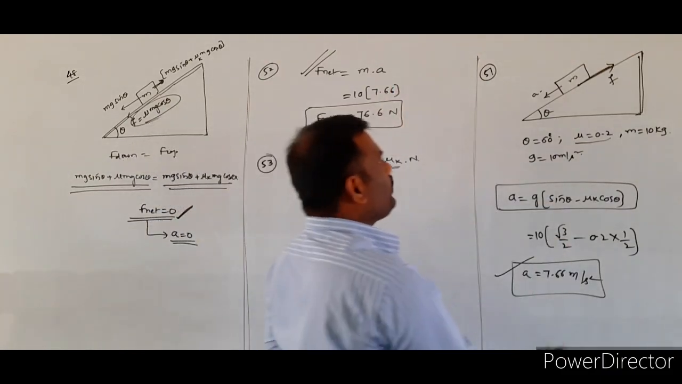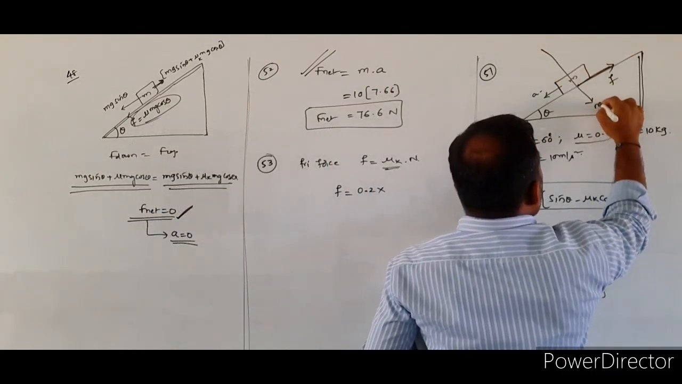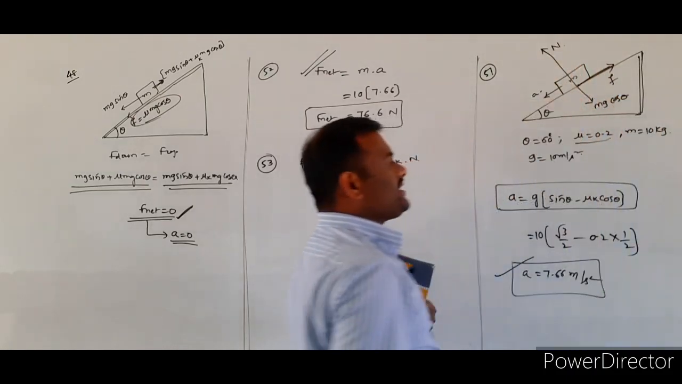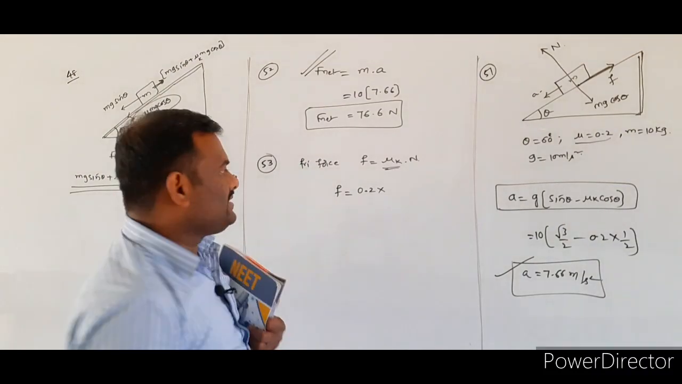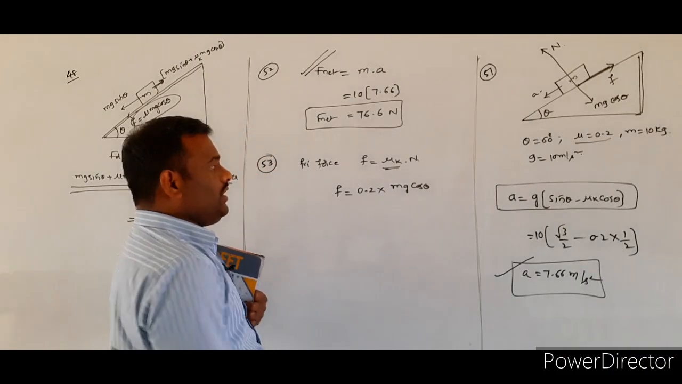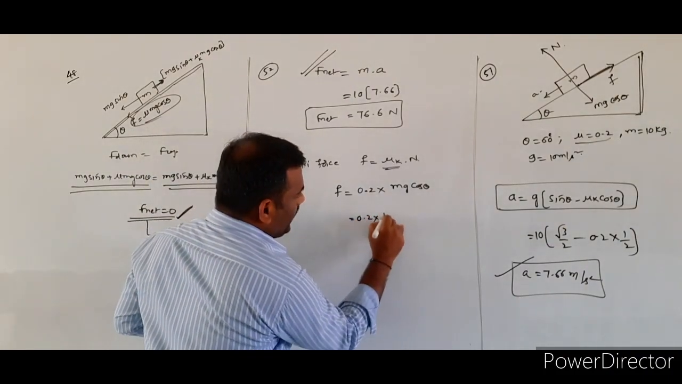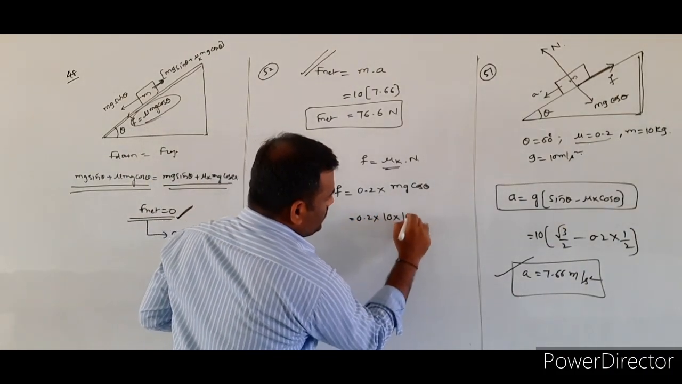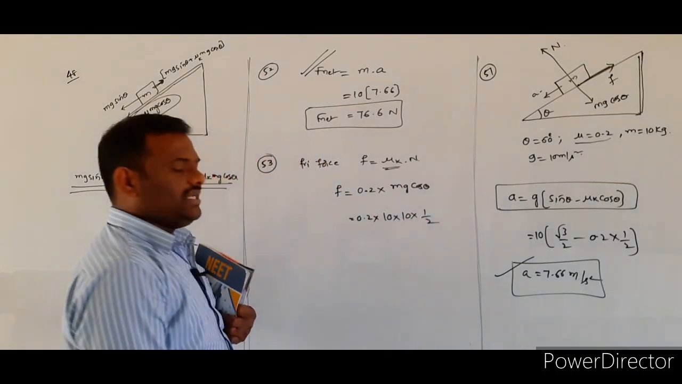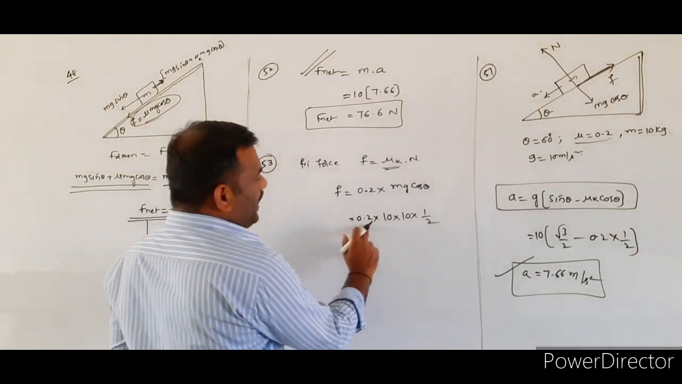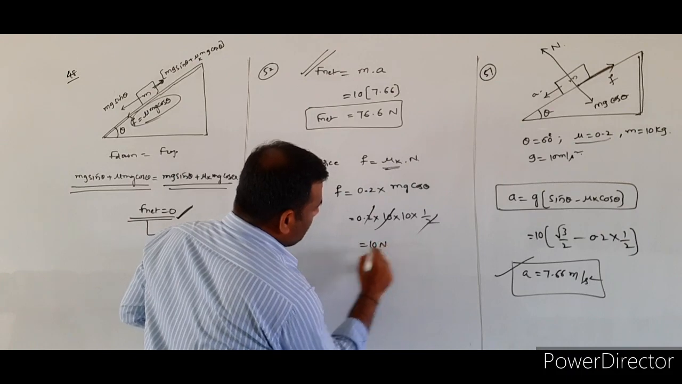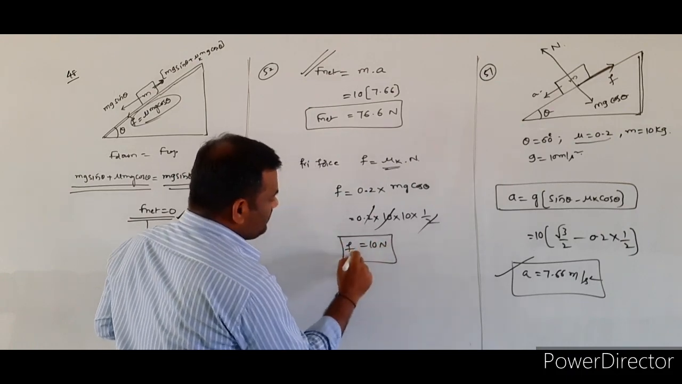When the inclined plane you consider, already we told normal reaction value is equal to mg cos theta. Substitute the values: 0.2, m is equal to 10, g is also equal to 10, and cos 60 means 1 by 2. 0.2 into 10 is 2, and 2 will be getting cancelled. Frictional force F is equal to what?